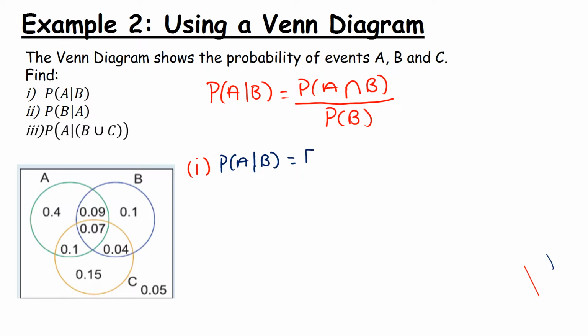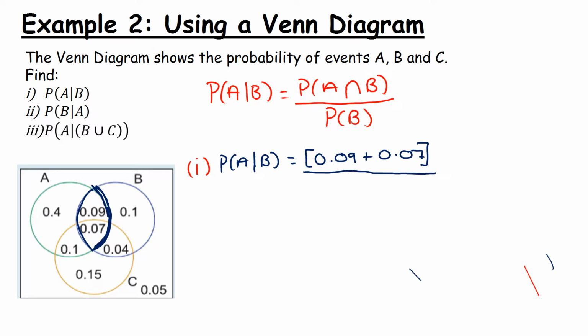So that is equal to 0.09 plus 0.07. So we're looking at this piece here. So the whole place where A and B intersects. Be careful, it's not just the 0.09 because they intersect on both of those parts. So we'll have to add that together all over.